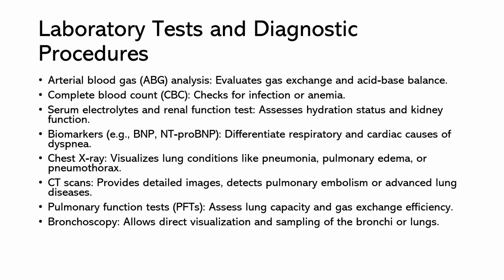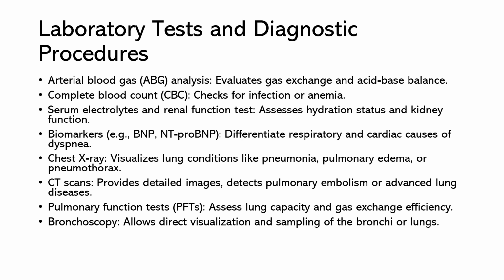An arterial blood gas or ABG analysis is often the first step, and this gives us insight into the patient's blood pH, partial pressure of oxygen, partial pressure of carbon dioxide, bicarbonate levels, and oxygen saturation. This is crucial in evaluating a patient's gas exchange capability and acid-base balance. A complete blood count might be taken to check for signs of infection or anemia, which could contribute to respiratory failure. Elevated white blood cells, for instance, might indicate an ongoing infection.